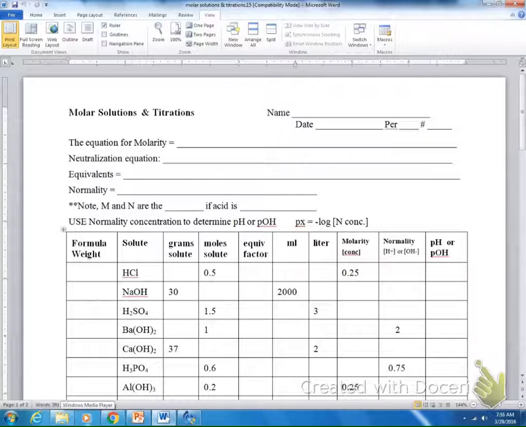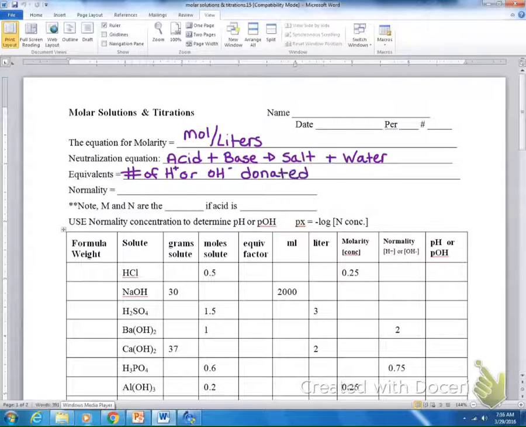Okay, so now you're going to turn to this sheet and we're going to fill out some definitions really quick, and then you're going to do the rest of the front grid and the first 2 word problems. The equation for molarity, just remember, is moles per liter. Our neutralization equation is an acid plus a base yields salt and water. To remember, the equivalents are just the number of hydrogens or hydroxides donated from the compound. Normality, remember, is molarity times equivalence, and it's also the number of equivalents per liter.